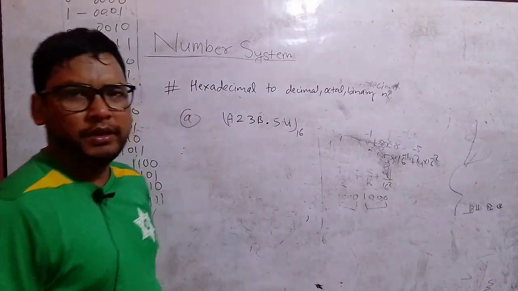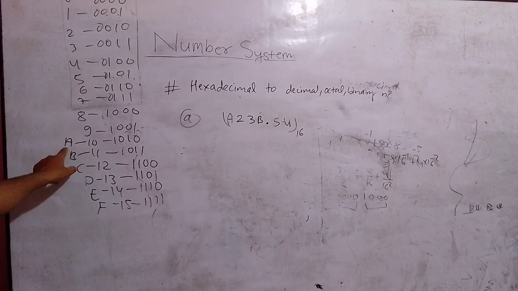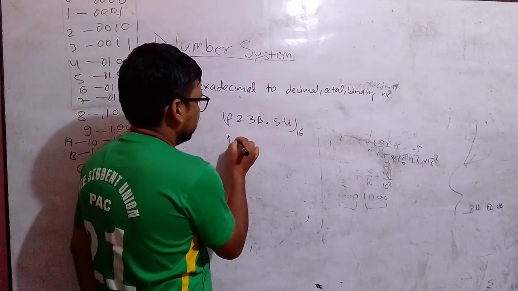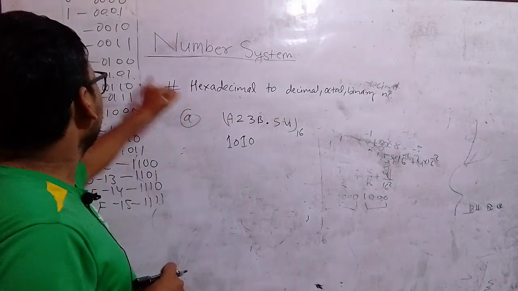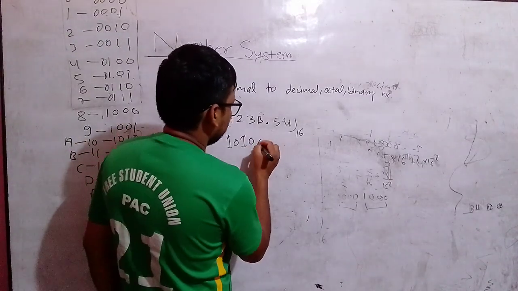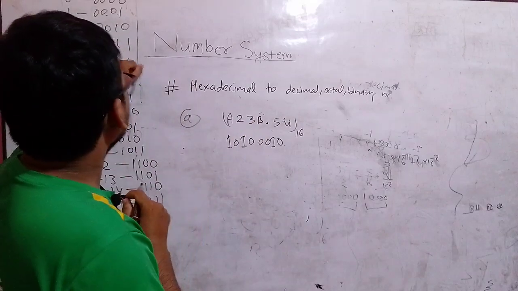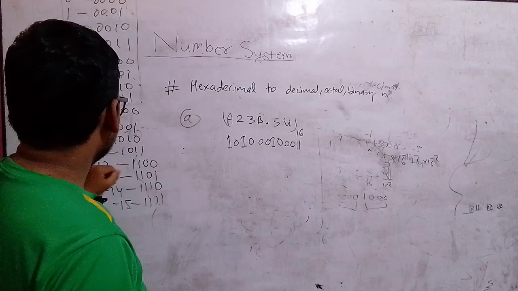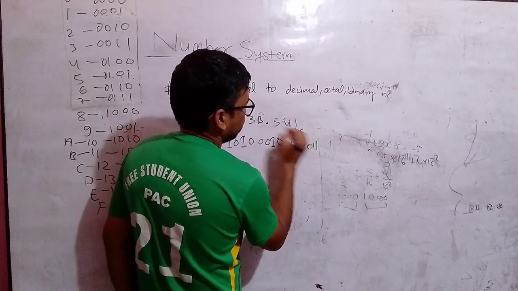Let's see. A. What does A mean in binary? We can see here in the table. A means 1010. And what does 2 mean? 2 means 0010. 3 means 0011. B means 1011. And the dot, we write as it is.